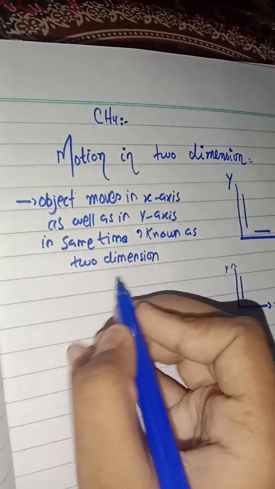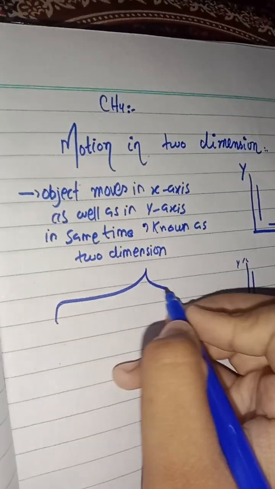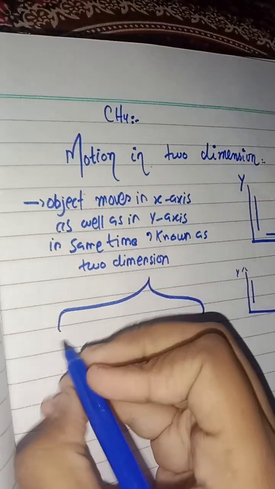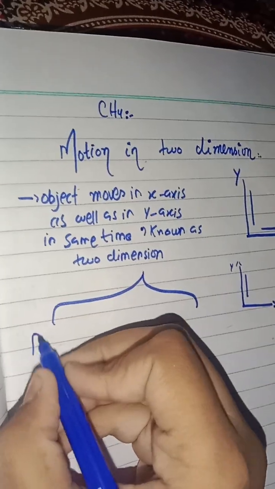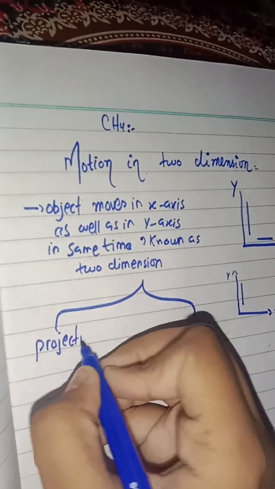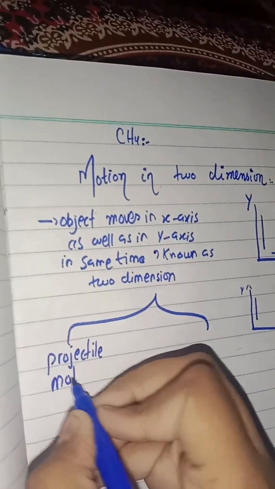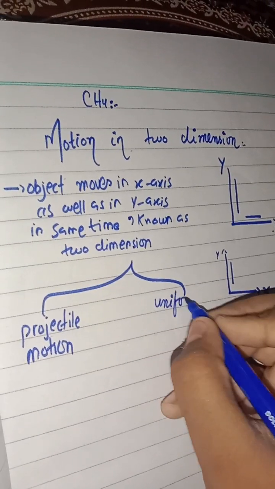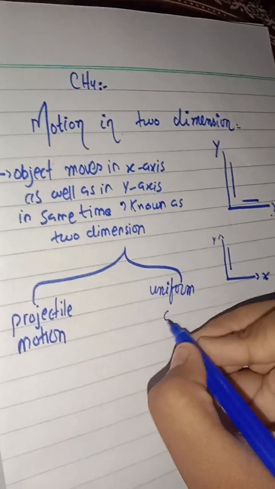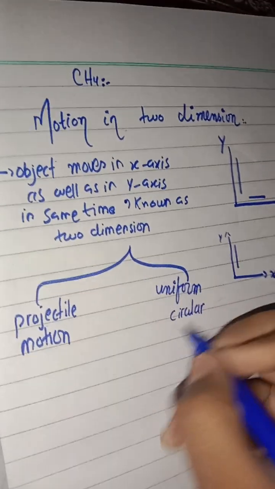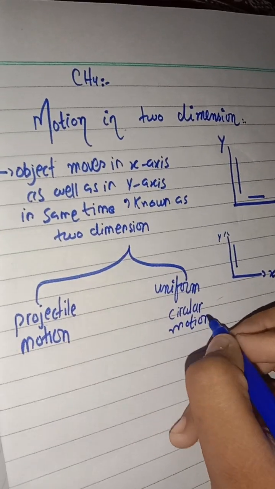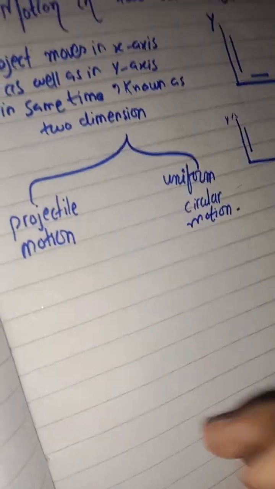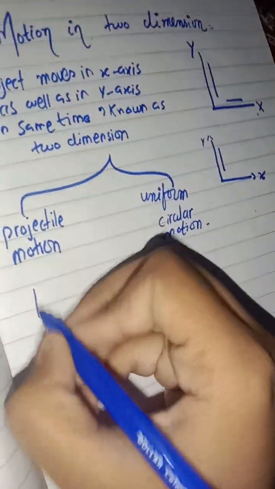Now there are two types of two dimensional motion. Number 1 is projectile motion, and projectile motion is the best example of two dimensional motion. Number 2 is uniform circular motion. Starting with projectile motion, what is projectile motion?